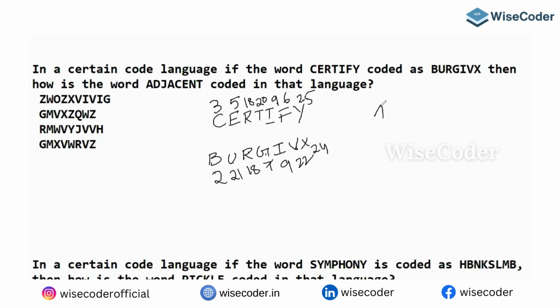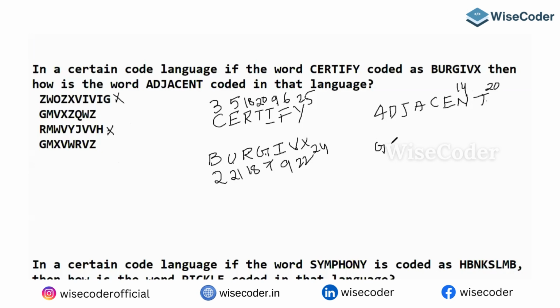T's place position is 20. So what is the opposite letter? G. But look at the options. So the first option is eliminated. The second and third options are also eliminated because the first letter should be G. Yes, G. N is 14.